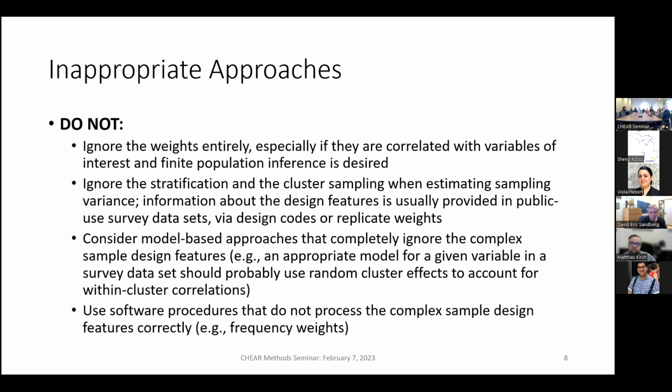Just make sure that somehow your model specification is accounting for these design features that could have an impact on your estimates. Just don't ignore them entirely. Okay? And I say the example here. So if you're fitting a model, say, to a clustered data set coming from one of these samples, maybe use random cluster effects to account for within cluster correlations, right? That would be a model-based approach to accounting for these sampling features, fit a multi-level model or something like that. And then do not use software procedures that do not process the complex sample design features correctly.